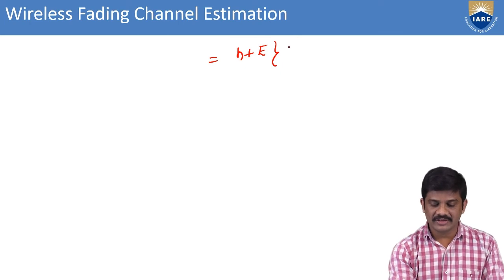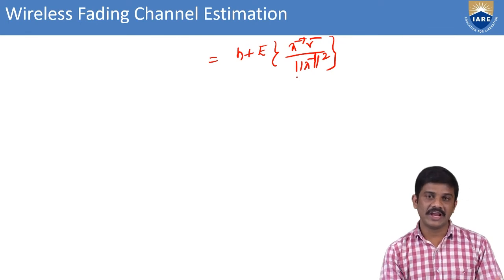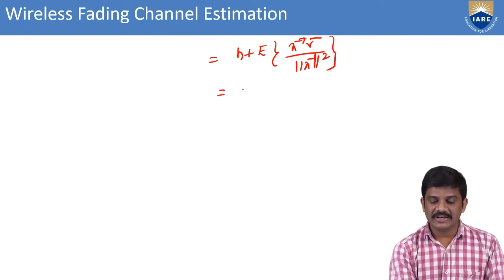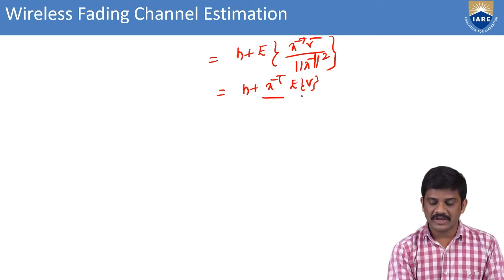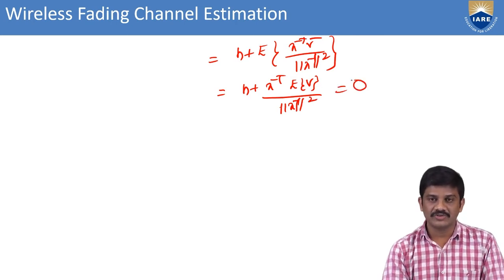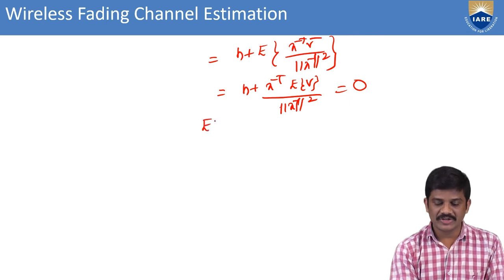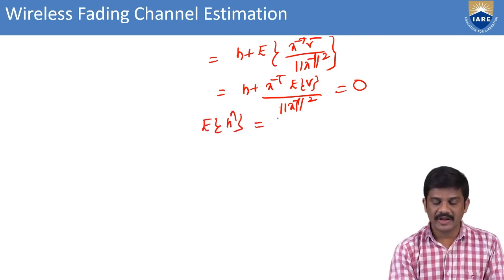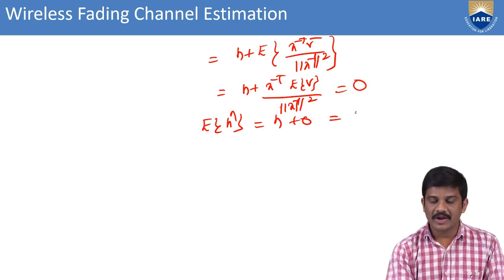Then I write x vector transpose v vector divided by mod x vector whole square, and here we write the estimation. From this we can write h plus x transpose and the estimation of the v vector divided by mod x vector whole square, which equals 0. So the estimation of h hat equals h plus 0. This is the unbiased condition.